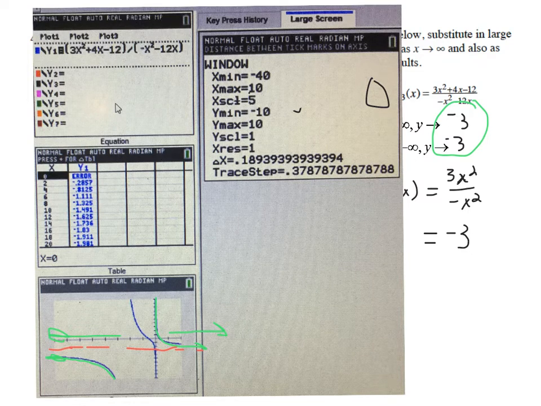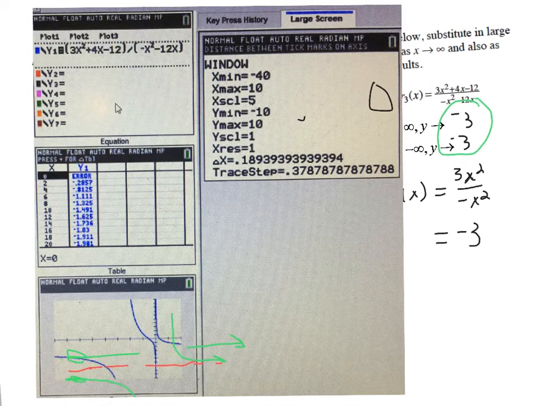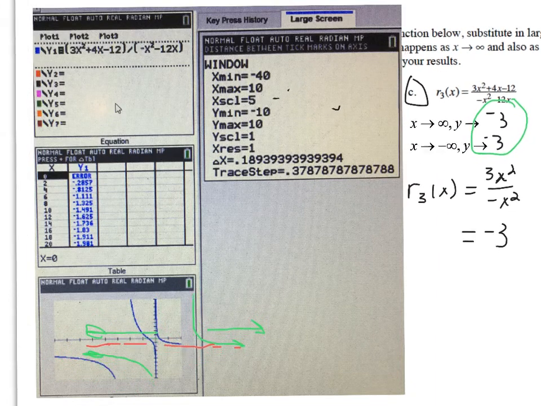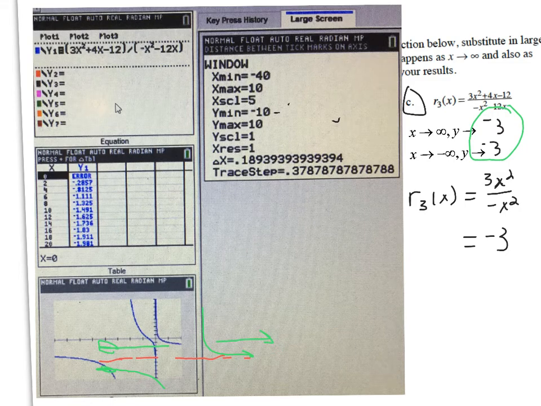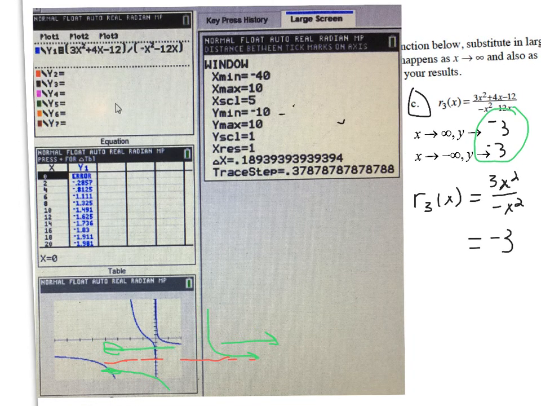You can get that value by actually analyzing r sub 3 of x equaling 3x squared over negative x squared. Reduce this fraction, and if you reduce this fraction, you get a negative 3. So by analyzing the most influential term in the numerator and the most influential term in the denominator, you can help determine end behavior of these rational expressions.